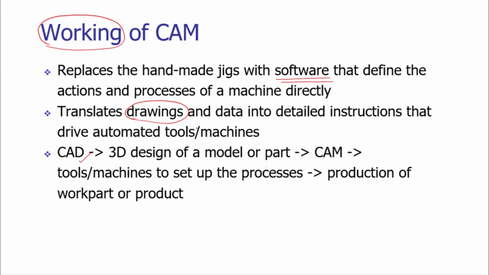So we translate the data from the drawings into detailed instructions that are to be given to the tools and the automated machines. CAD is generating the 3D design of a part or a model, and CAM is controlling the tools and machines to set up the processes, and it is actually carrying out the production operation. And finally, it is generating the product as per the desired design.